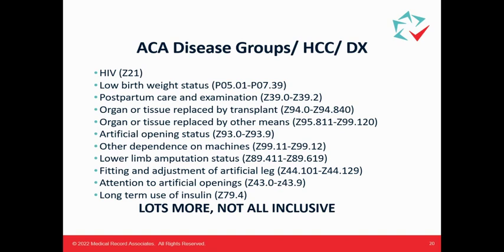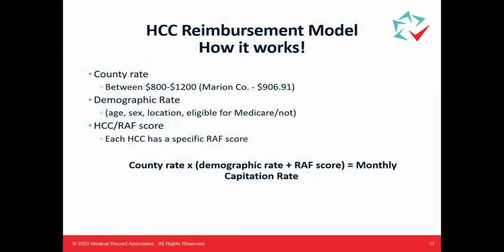All right, so this is a snippet of a portion of the ACA HCCs. And it gives HIV. We have low birth weight, postpartum. Those are things, of course, we don't see in MA. Then we have transplant, artificial openings, dependence on machines. This would be like a ventilator. That is also in MA. A lot of Z codes in here too. And again, this is not all inclusive. This is just to give you a snapshot of it.